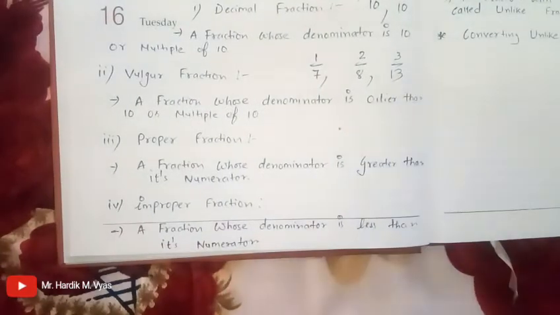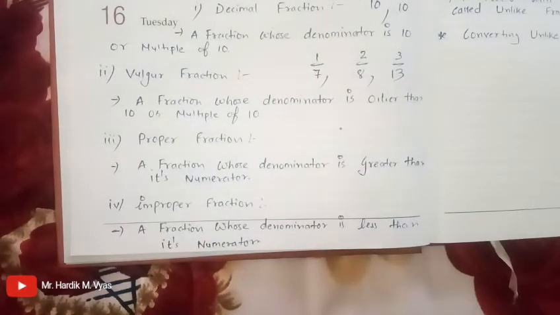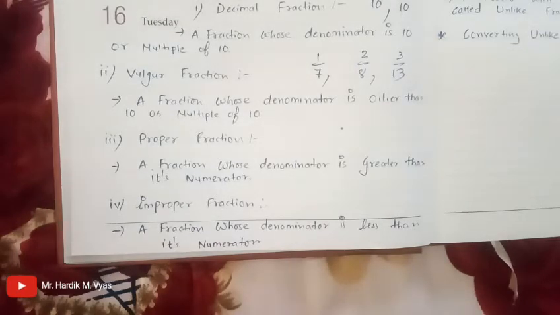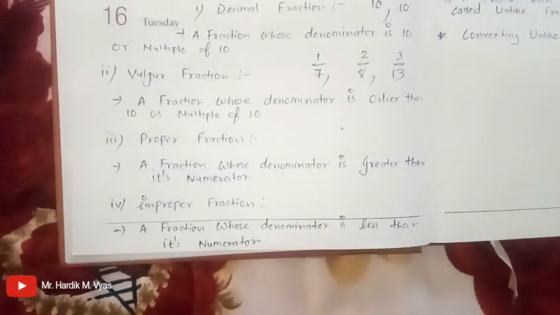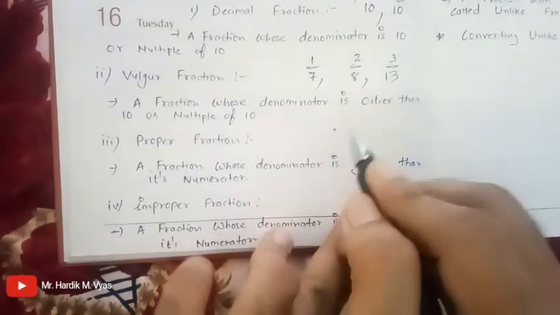Now the next thing is proper fractions. So now we are talking about proper and improper fractions. A fraction where the denominator is greater than the numerator. So जहाँ पे denominator की वैल्यू ज़्यादा होगी न्यूमरेटर से, that is called a proper fraction. And a fraction whose denominator is less than its numerator is called an improper fraction.